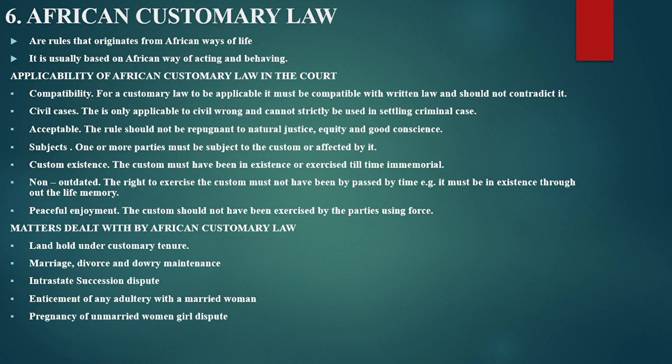Civil case. For a customary rule to be applicable, it must concern a civil wrong and can strictly not settle any criminal case. Another requirement is that it must be acceptable and not repugnant. The rules should not be repugnant to natural justice, equity, and good conscience. Subject. One or more parties must be subject to the custom concerned. So both parties must profess the same custom and codes.